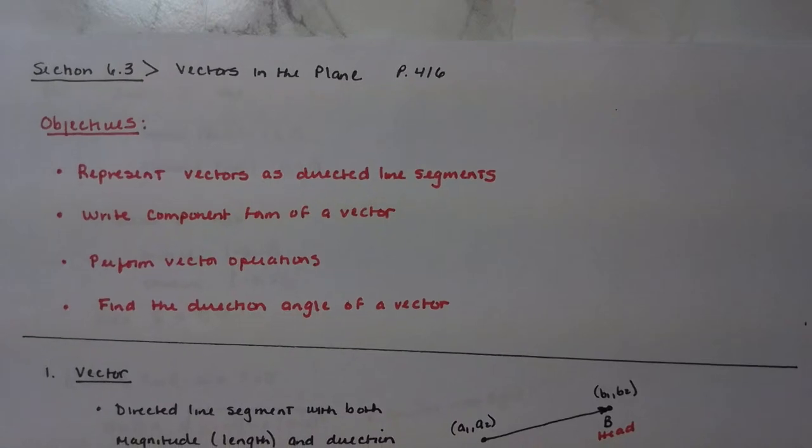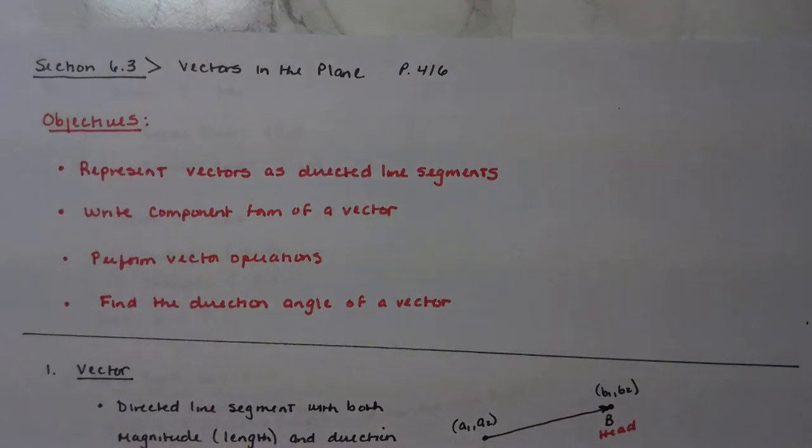Okay, so we're going into section 6.3 because we need to move on. I don't know if you guys are going to have a semester exam. We don't know anything yet, so anyway, I'm just going to move on in the curriculum. You can find us on page 416 in your textbook. The objectives are the following: represent vectors as directed line segments, write the component form of a vector, perform vector operations, and find the direction angle of a vector.